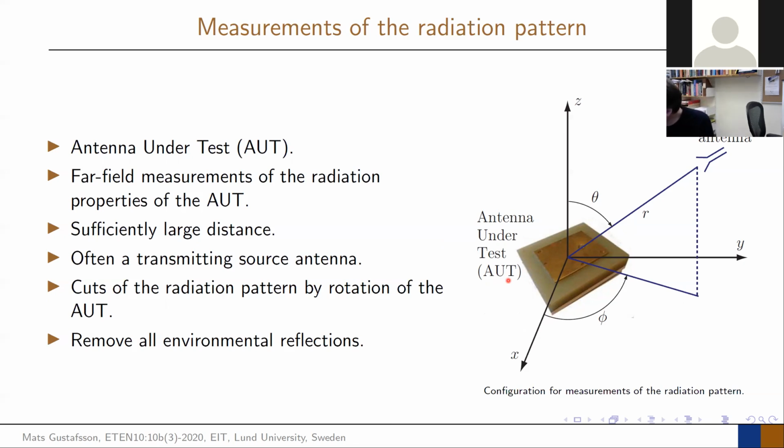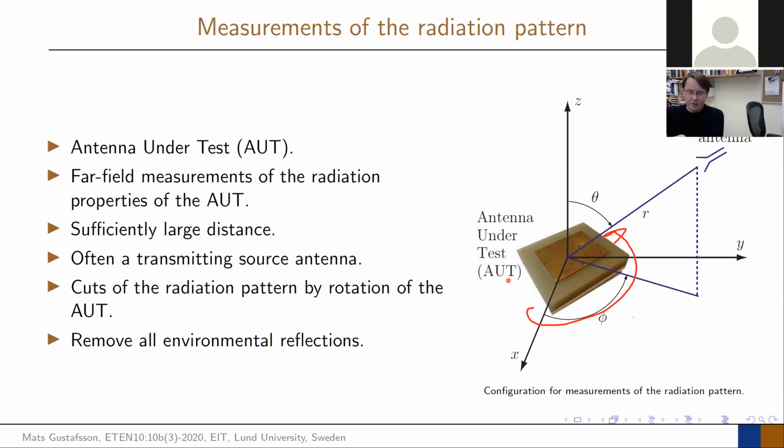To do this, we need another antenna, which is some source antenna, or measurement antenna. That is an antenna that we use in the measurement. In a typical case, this is a transmitting antenna, so this one is sending out waves, and then we receive a signal in these ones. In most cases your antenna is passive, in the sense that it receives a signal transmitted from the source antenna. And then what we can do is rotate this antenna under test, for example around the Z-axis.